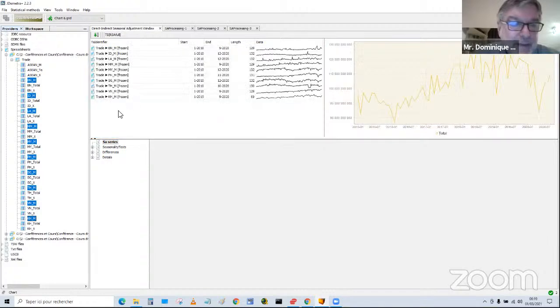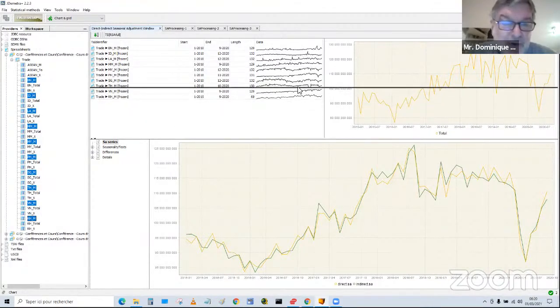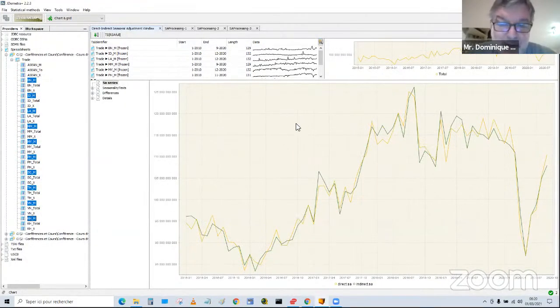So I'm taking all the imports, okay? I'm going to put them here. So here I have all the imports. So I'm going to seasonally adjust them. Unfortunately, here it is with thermocytes, but it's just for the sake of the exercise, okay? So I seasonally adjust them. And here you have two curves. I will show you after, but now I'm just commenting on the results. Here I have two curves.